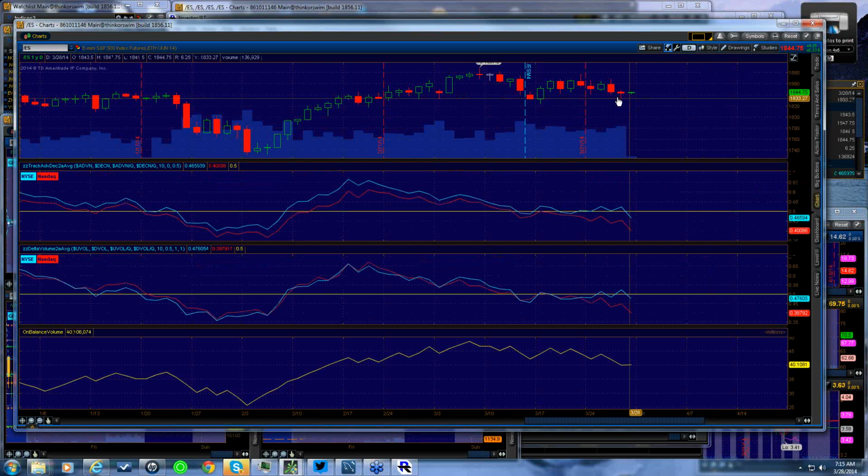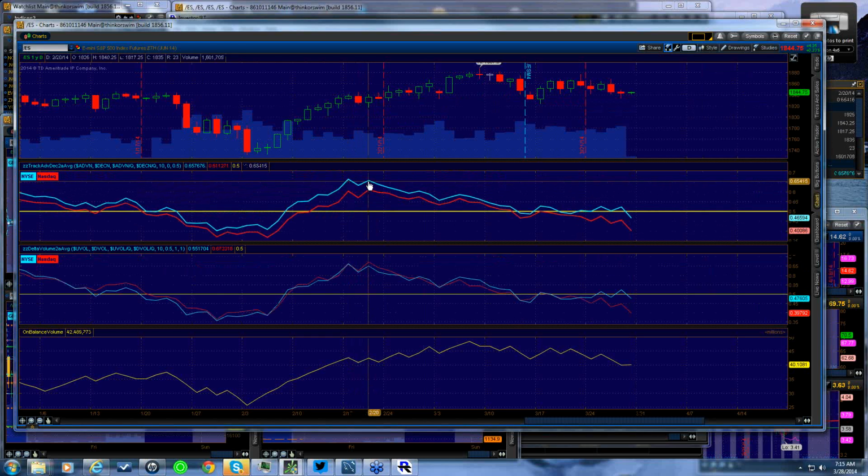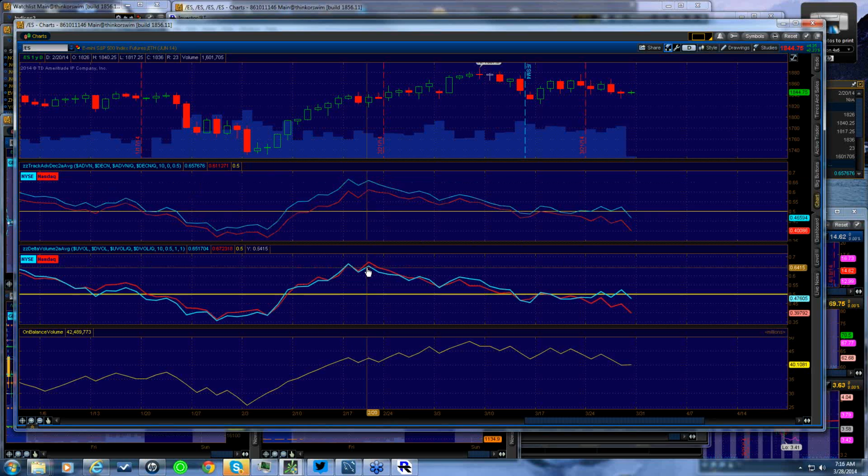Okay, so as we've discussed in the past, we peaked in terms of advance-decline, which is the second chart down, and up volume versus down volume, which is the third chart down, back on February 20th or so, 18th to 20th. And since then, the market leadership had started waning while price continued moving higher.